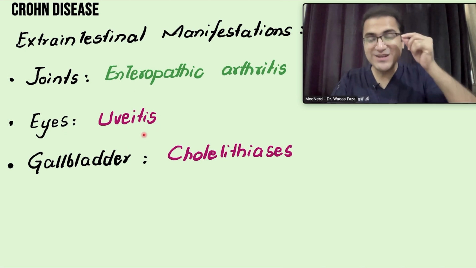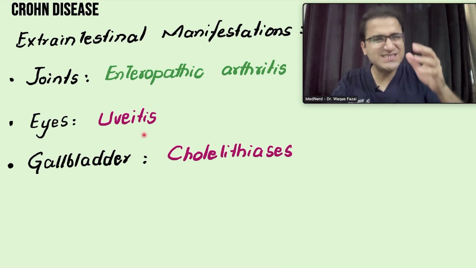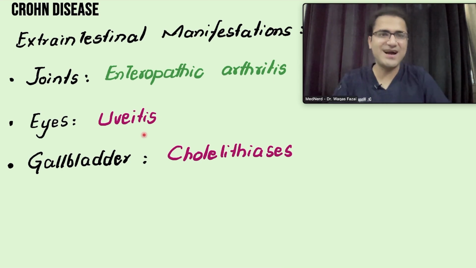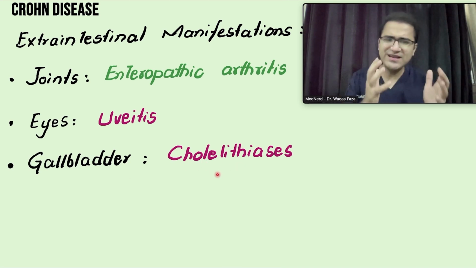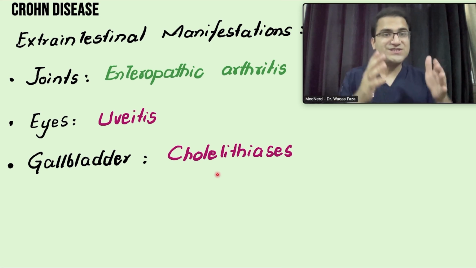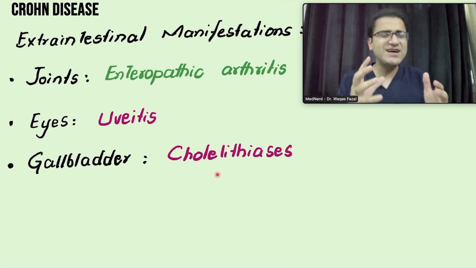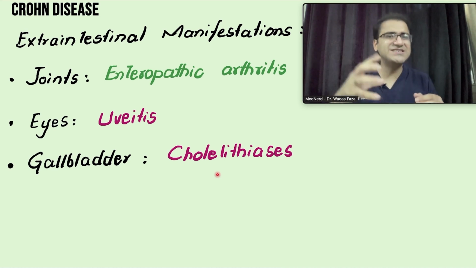And uveitis is inflammation of the choroid, iris and the ciliary body and presents as photophobia and redness in the eye. In the gallbladder, you will see stones, you will see cholelithiasis. Now, how does cholelithiasis occur in a patient with Crohn's disease? There is a reason. Whenever there is Crohn's disease, there is diarrhea, and whenever there is diarrhea, there is loss of bile acids. There is loss of bile acids being secreted from the gallbladder.